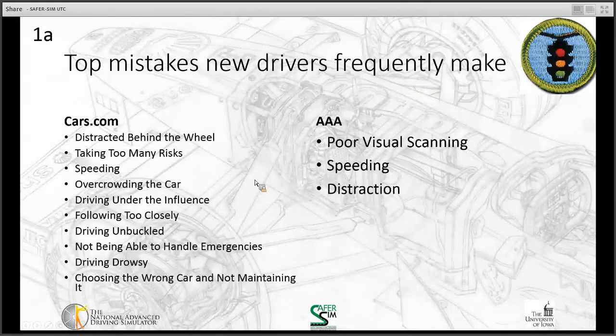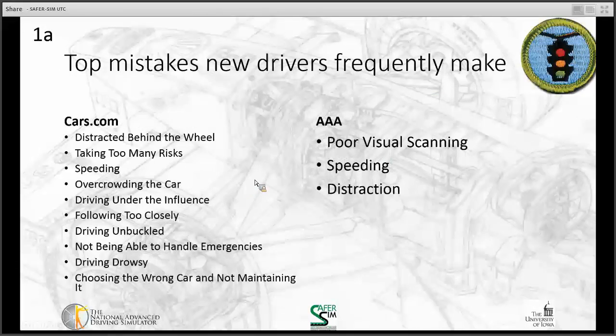So that's the list from your merit badge pamphlet. There are other lists of frequently made mistakes. AAA says that poor visual scanning, speeding, and distraction are the leading causes. One of the things we know with younger drivers is that you've got a big road going on, and so sometimes you're not looking where you should be. So you might be only looking straight ahead, and you might miss the car coming in from the side or the bike coming in from the side. And so learning to scan is something that takes a while to do.